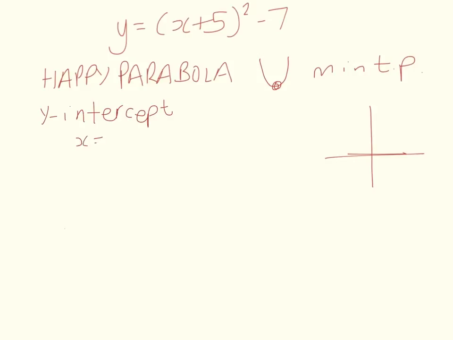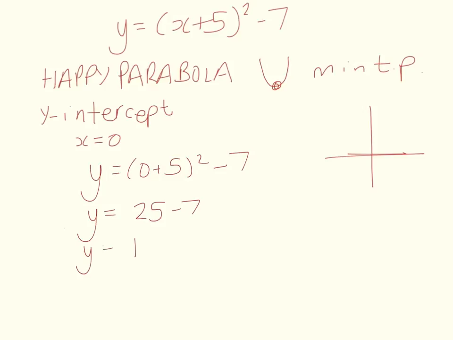x equals 0, and we're going to sub x equals 0 into this equation here. It's going to be y equals (0 plus 5) squared take away 7. That's going to be 25 take away 7, which is 18. So that means that our graph is going to cut the axis quite high up at 18.